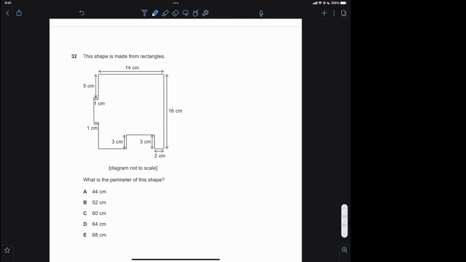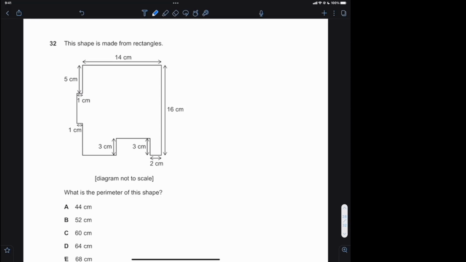Almost done. Last few questions. So the shape is made from rectangles. Okay, so that means that all of these lines are straight lines and have right angles. That's something we can know, that it's made from rectangles, right? What is the perimeter of this shape? Okay, so the perimeter, as we know, is adding up all the sides. So let's just see what sides we can add up.